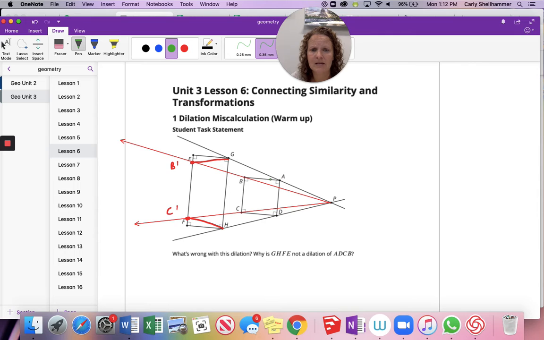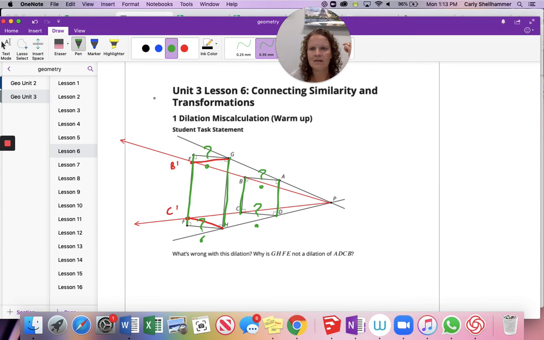Maybe it's because they dilated AD to GH, but they forgot to dilate AB to GF. So these got dilated well, that was good, but those did not. When you do a dilation, you have to dilate all of the segments the same amount. The angles are going to hold steady, which these angles did. They're all 90 degrees, but the segment lengths did not dilate.